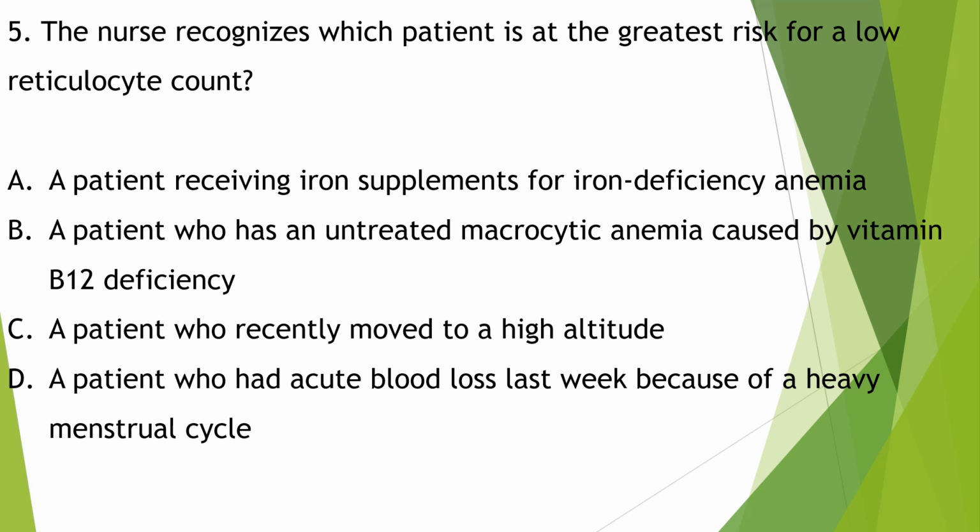So the patient at greatest risk for a low reticulocyte count is a patient who has an untreated macrocytic anemia caused by vitamin B12 deficiency. A low reticulocyte count indicates hypoproliferative bone marrow or hypoplastic anemia or ineffective erythropoiesis, that is pernicious anemia. So pernicious anemia occurs when the body cannot properly absorb vitamin B12 from the gastrointestinal tract because B12 is necessary for the proper development of RBCs.